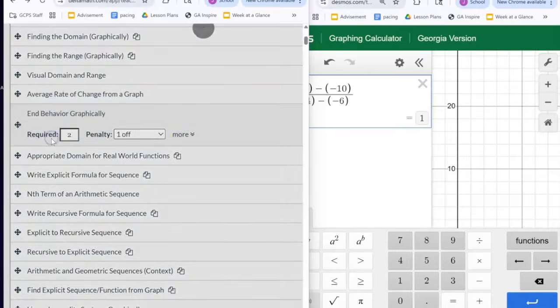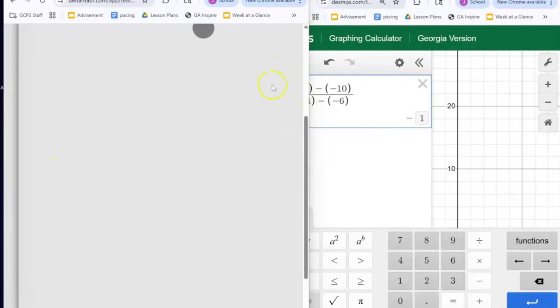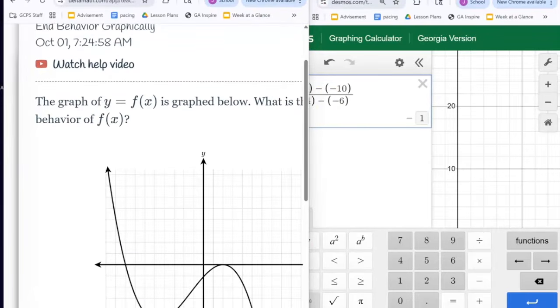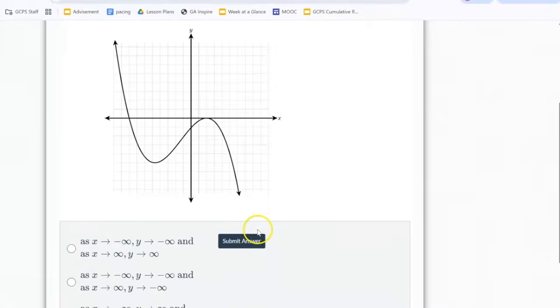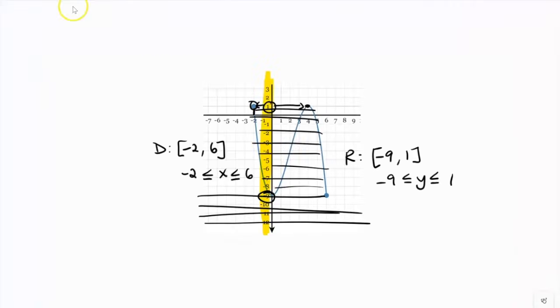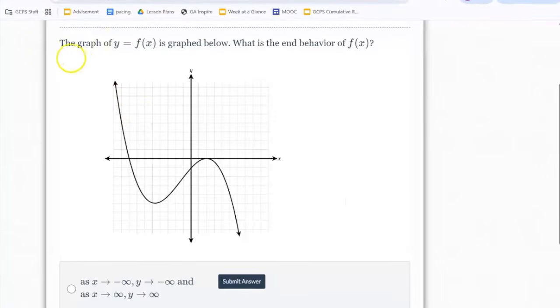All right, we'll take a look at end behavior graphically. And end behavior is exactly what it sounds like. What is happening at the ends of the graph? And before you even start answering the question, the first thing I want you to do is just notate what is happening at the end of the graph.